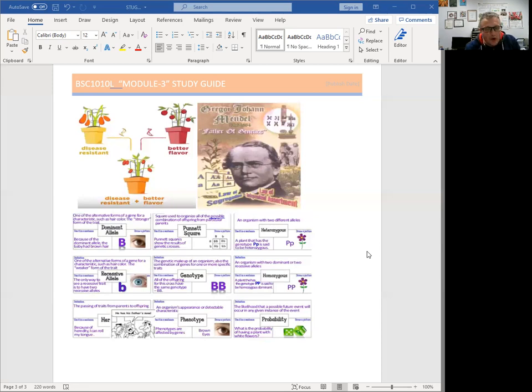Please go ahead and study the exercises in your book on Mendelian genetics, complete these basic exercises, and then work on the vocabulary. If you have any further questions, please reach out to me.